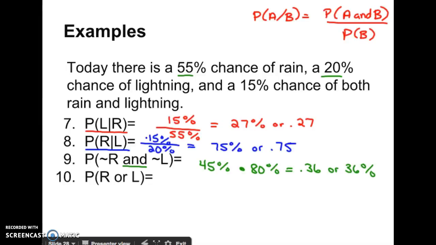Our last one is an or statement. So we know we're adding. So the probability it will rain or lightning. Well, the probability it will rain is 55%. The probability that it will lightning is 20%. And remember, to be careful, subtract where they overlap. When it rains and lightnings, that's 15% because I don't want to count it twice. So when you do that, you end up getting 60% or 0.60.